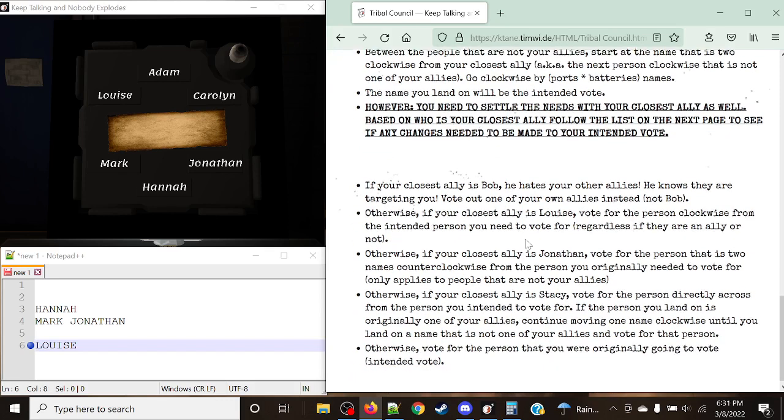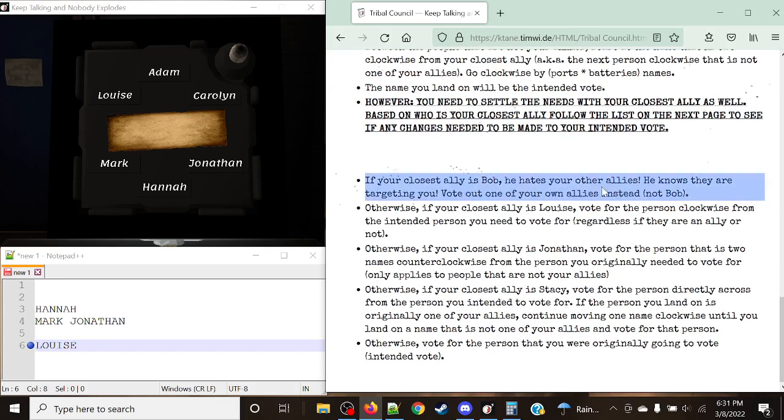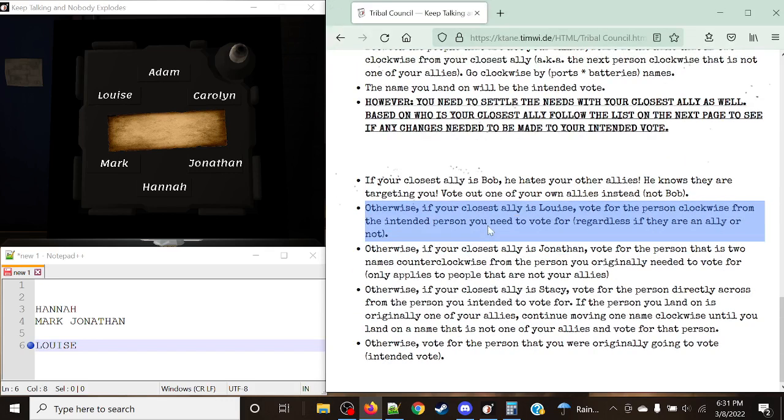So, if your closest ally is Bob, he hates your other allies, he knows they are targeting you. Vote out one of your own allies instead, not Bob. So, if there happens to be a case with Bob present and he is indeed your closest ally, you're going to vote out simply one of your normal allies. So, that is not true. If the closest ally is Luis, unfortunately not. We are simply voting for Luis.